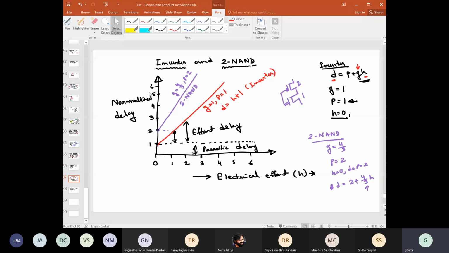Then we have also seen this normalized delay plot versus this electrical effort plot, where we have seen that this is the parasitic delay, right? And this parasitic delay will be when this H is equal to 0, basically when you have no load. So it will be due to the parasitic capacitance of this particular gate only.